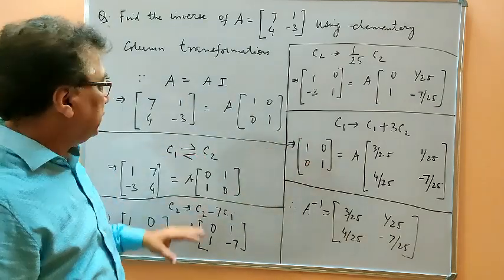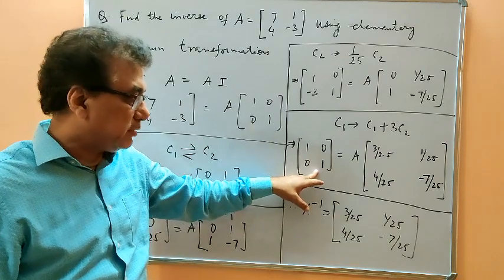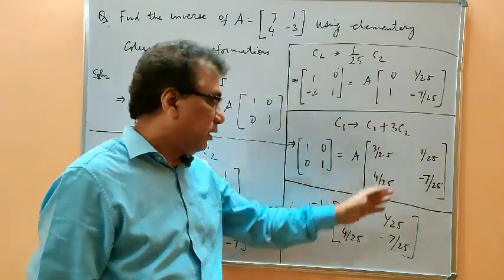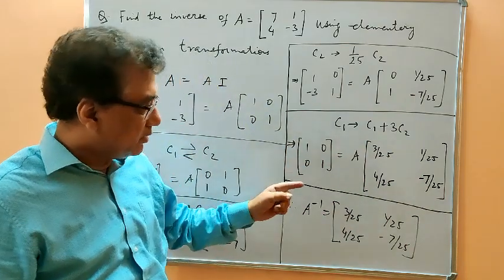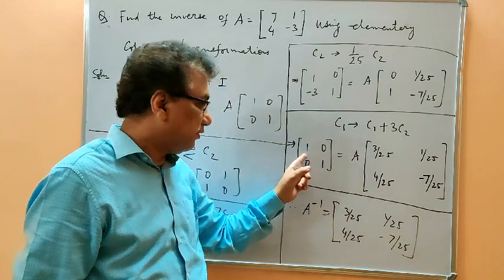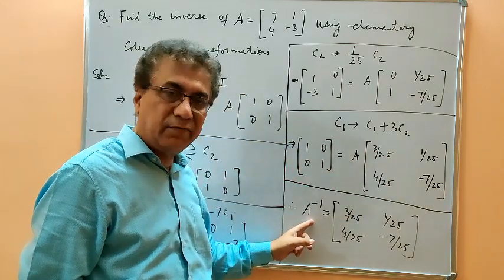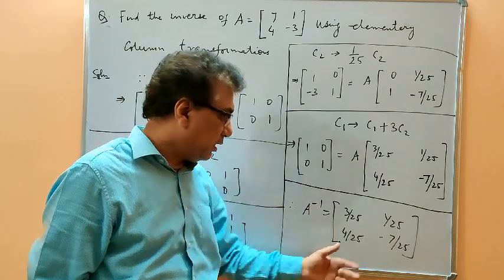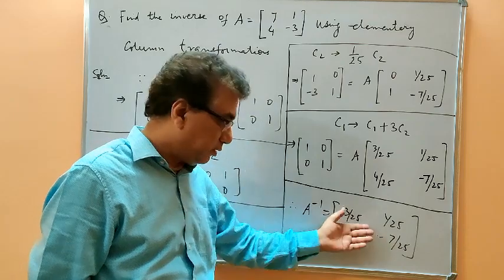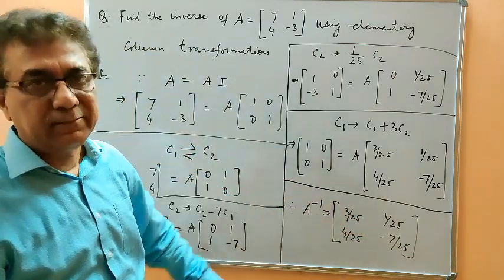So we have reduced the given matrix A to the identity matrix, and if we have done the same operations on I, we get this type of matrix. This tells you that multiplication of this matrix and A has given you identity. So this matrix is the inverse of A. So A inverse is this. Of course after that you can take 1/25 common and then reduce this matrix, but this is the final answer.